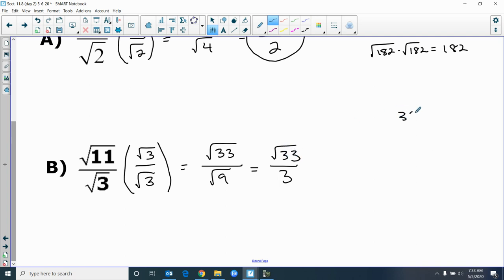All right, anytime you get a radical, you try to reduce it, but that's only 3 and 11. That does not reduce any further. This is all we get right here. That is our answer: square root of 33 over 3. This is called rationalizing the denominator.